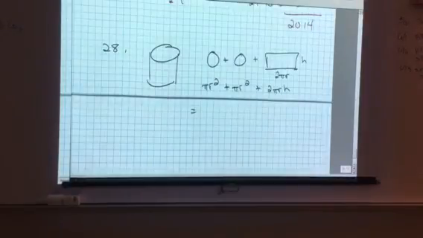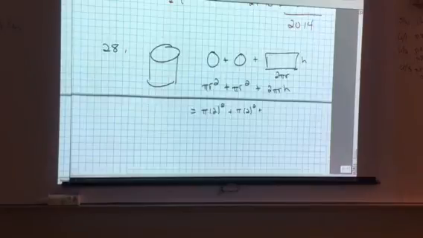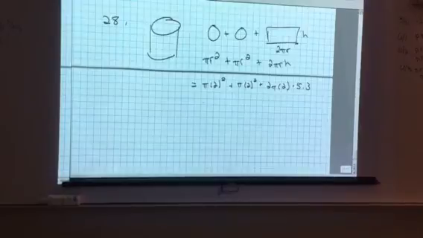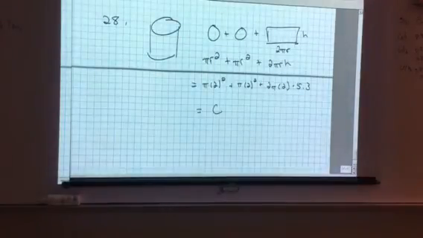So I'm just going to plug in those values. 2 is my radius, so pi times 2 squared plus pi times 2 squared plus 2 pi times 2 times my height, which looks to be about 5.3. It's kind of not drawn in the best. So when you put all that together, the answer to 28 is C. So you get 92.